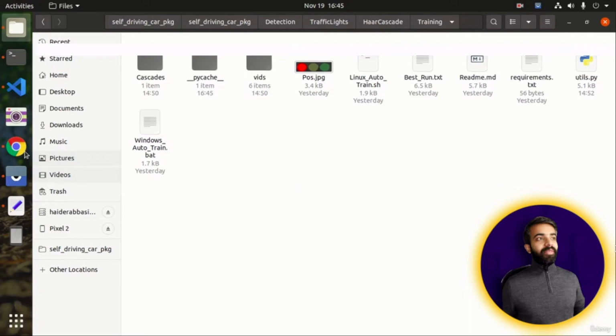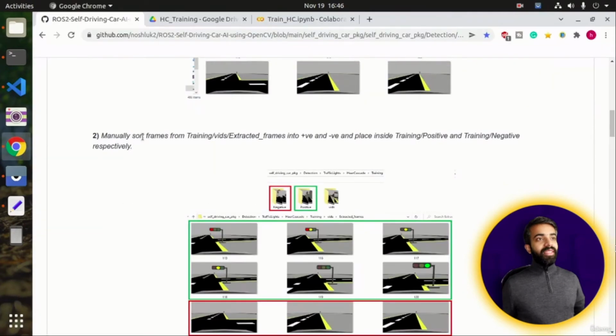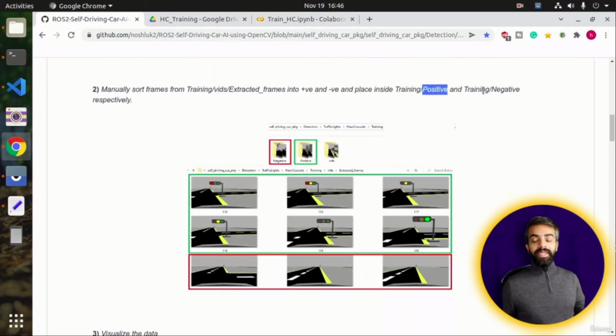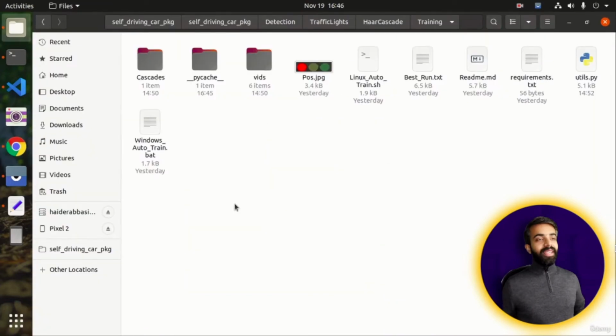For the next step, what you will observe is that it is to sort the frames present inside the extracted frames folder into positive and negative data and place them inside the positive and negative folders respectively. So this step requires a lot of manual thinking. I've done this already, so that it can be done quickly.